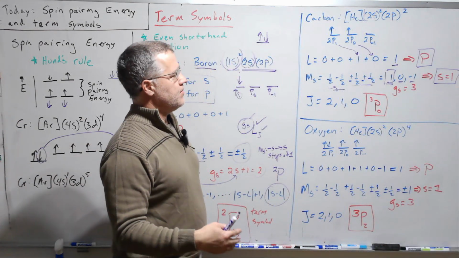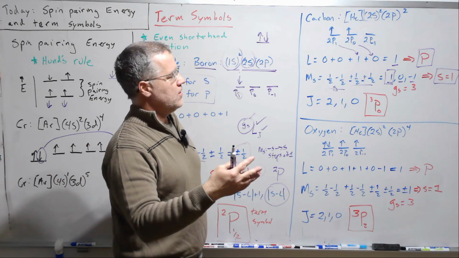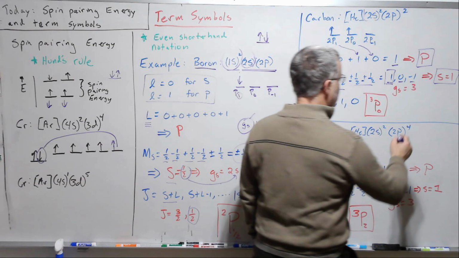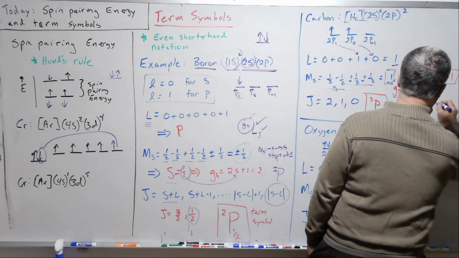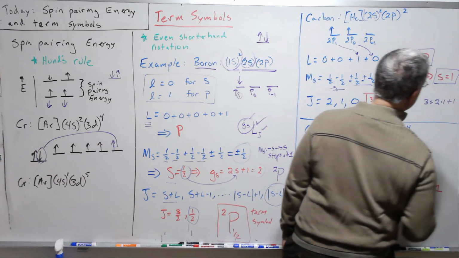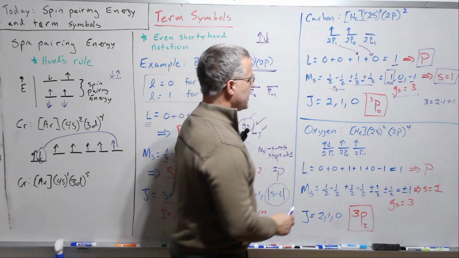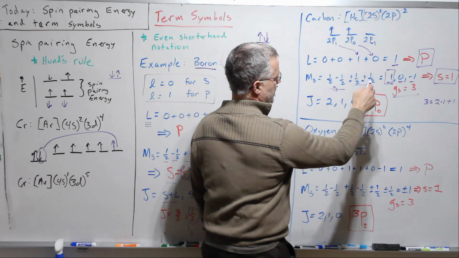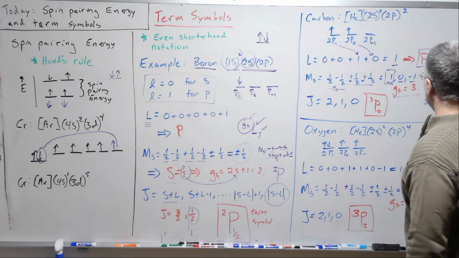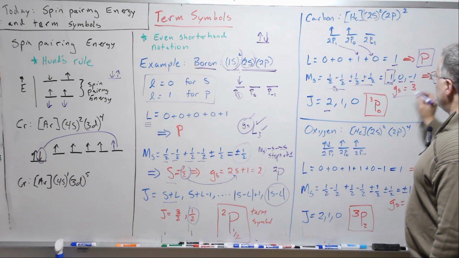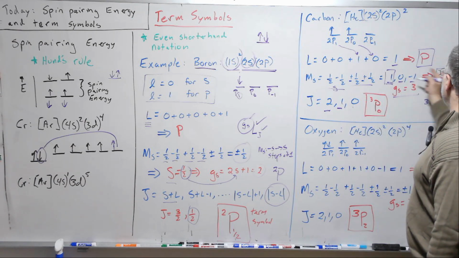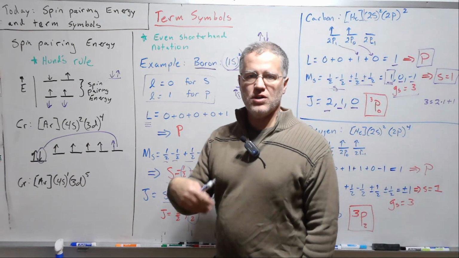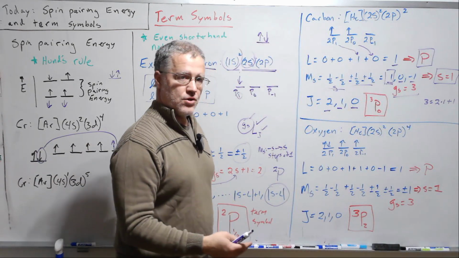And again, MS will imply what S is if you know all your MS values. So that means our degeneracy is 3, because 3 equals 2 times 1 plus 1. And so that gives us this symbol here. Now J is L plus S, so that's 2, and then minus 1, all the way down to L minus S, which is 0. So the possible J values are 2, 1, and 0.